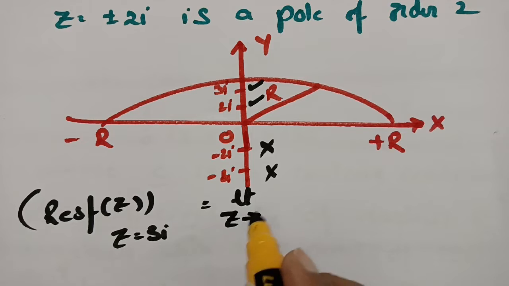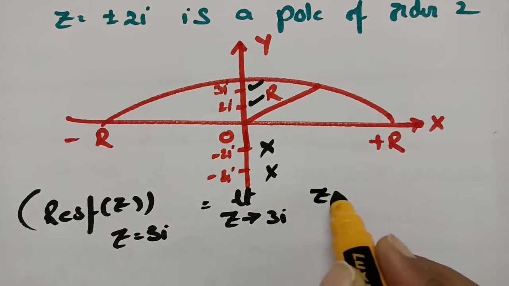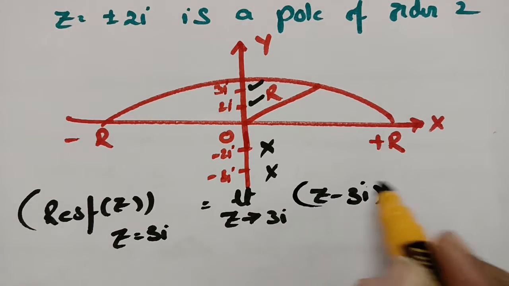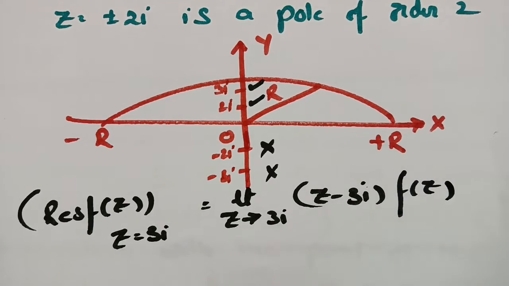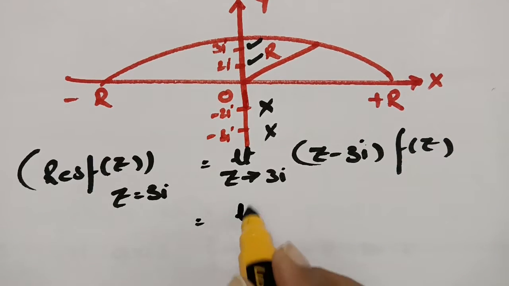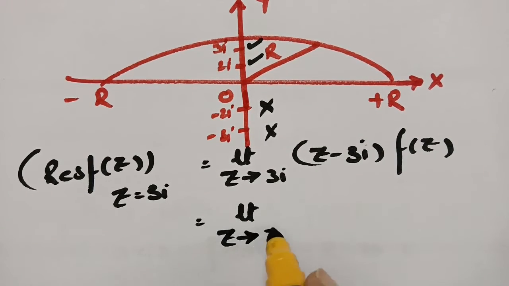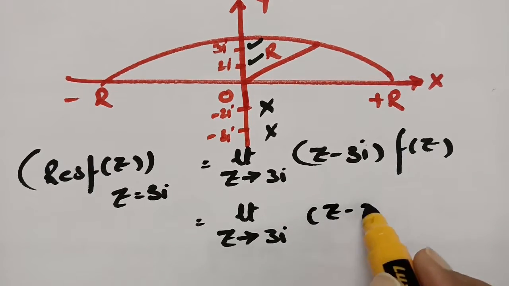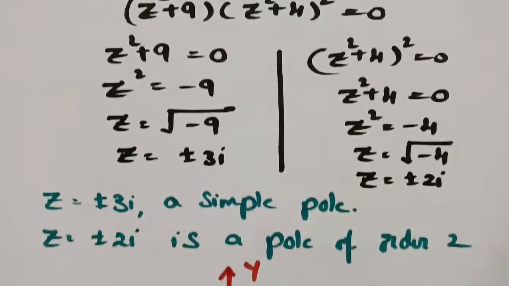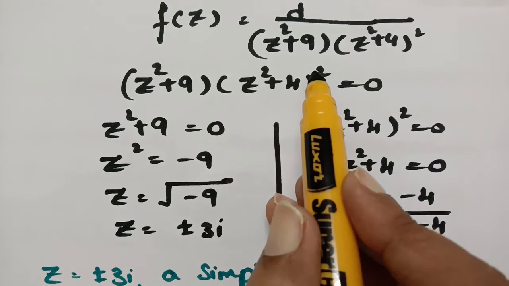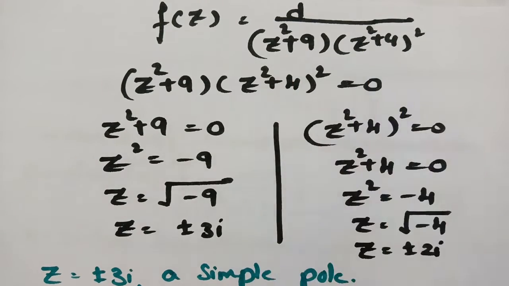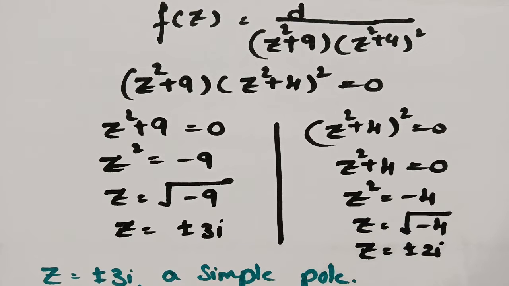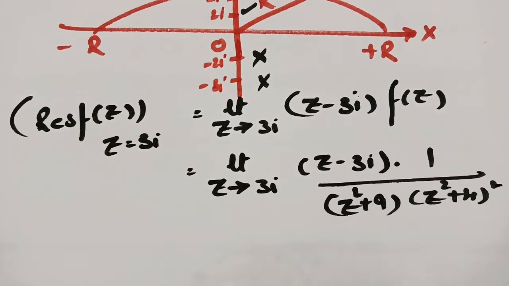That is limit z tends to 3i of (z - 3i) times f(z). So what is our f(z)? f(z) is very clear: I'll show you. Limit z tends to 3i of (z - 3i) times, this is 1 by (z² + 9) times (z² + 4) whole square. So this is our f(z).